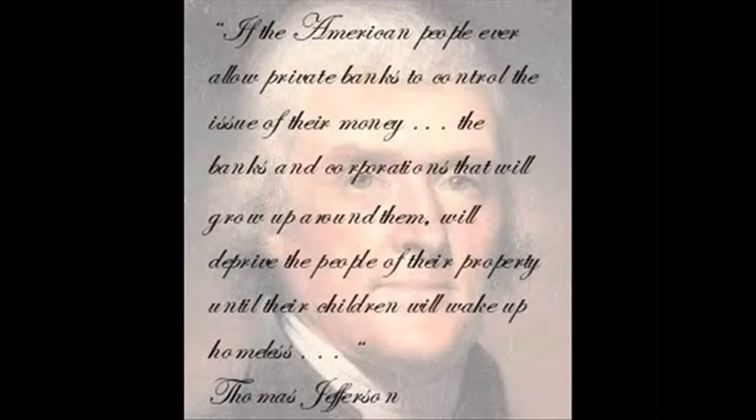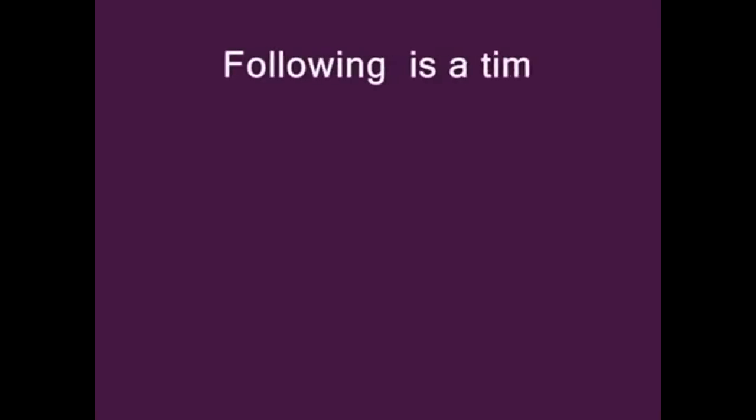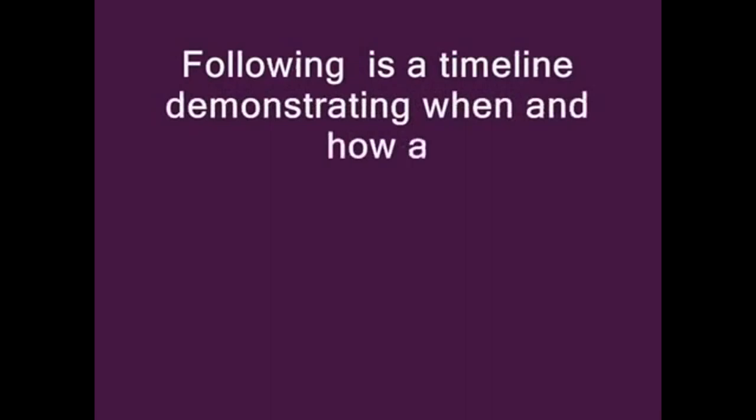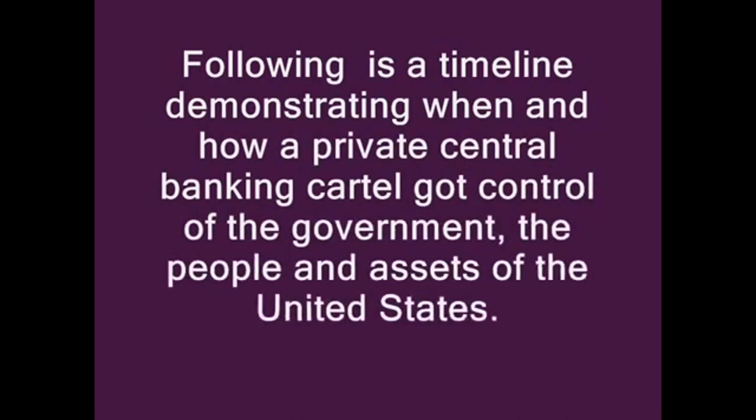If the American people ever allow private banks to control the issue of their money, the banks and corporations that will grow up around them will deprive the people of their property until their children will wake up homeless. Thomas Jefferson. Following is a timeline demonstrating when and how a private central banking cartel got control of the government, the people, and the assets of the United States.